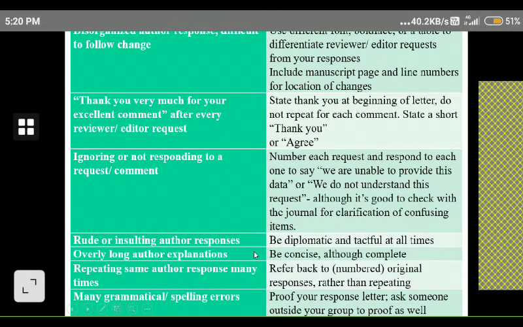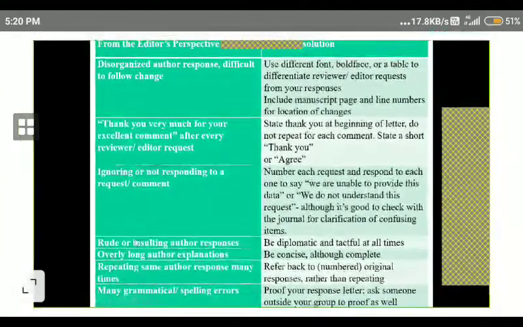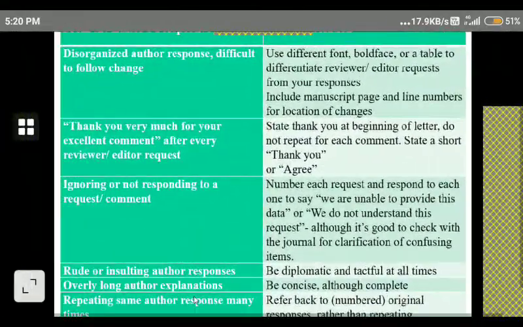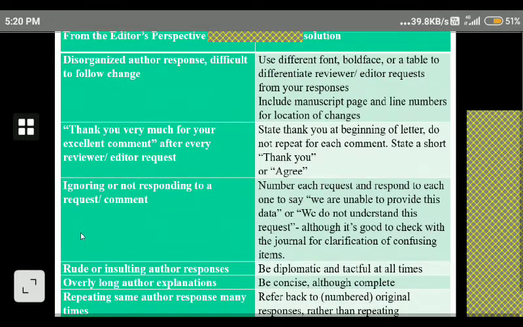Rude or insulting author responses. Many times this is the editor's perspective, and it is a genuine perspective. Many authors write that way, so they feel that way. It should not be that way. I already explained this. Ultimately, it harms you if you are not tactful and polite.